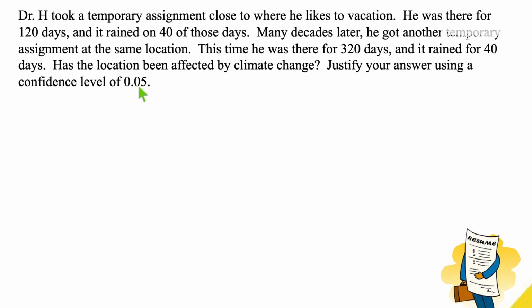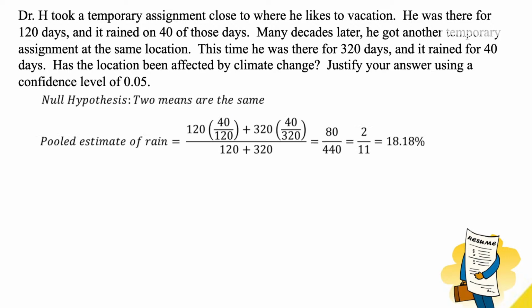So let's take a look at z-scores because now the numbers are large. So you construct your null hypothesis that the two means are the same. And so what you do is you look at your pooled estimate for rain. The pooled estimate for rain is the number of days times the probability of rain plus the number of days times the probability of rain divided by the total number of days. Okay, so your estimate of rain is 2/11, which is basically your mean, if you will.